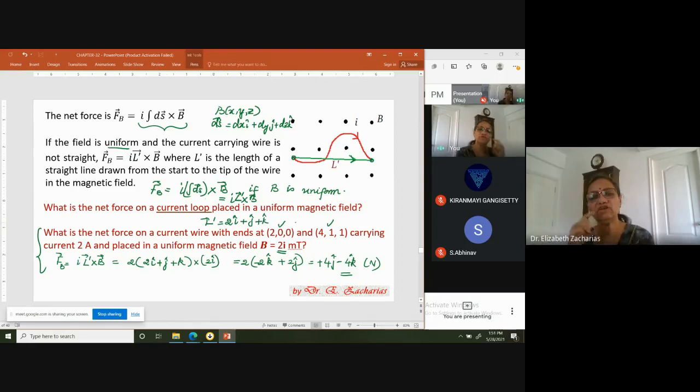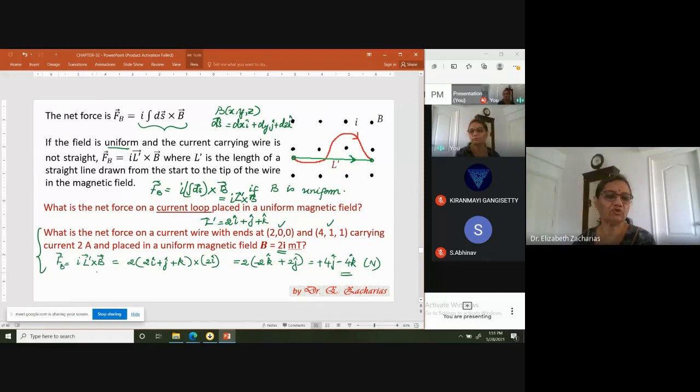Anyone who has not understood this? Coordinate geometry, guys. If I have x1, y1, z1, and the coordinate of another point is x2, y2, z2, what is the length of this? X2 minus x1, y2 minus y1, z2 minus z1. I've just used that. Okay. Now I know my L prime.